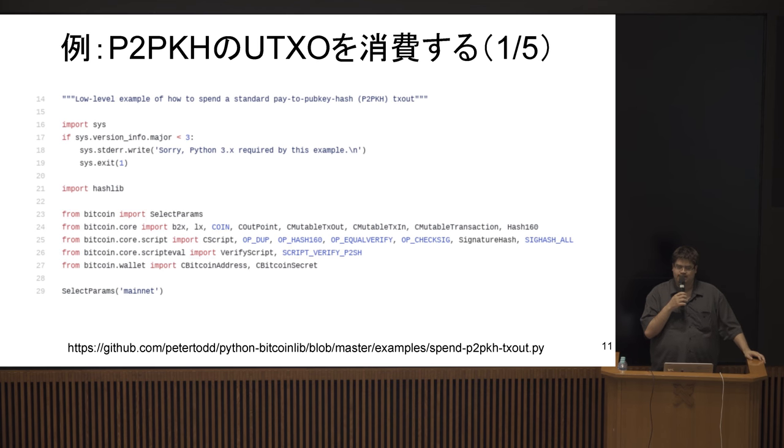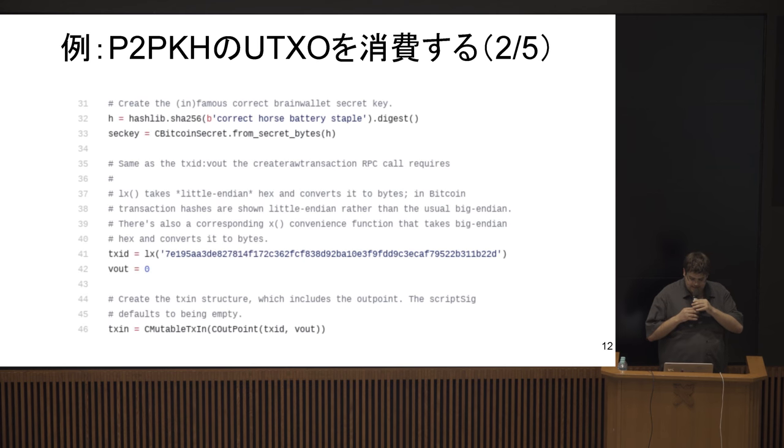This page of code is just setting it up and importing all the required functions, libraries and tools. Line 25 on the screen, if you can see it, is the longest line on the page. It's importing some of the script opcodes, OP_HASH160. This is pay to pub key hash, so there's a hash in there. There's a CHECKSIG because you want to check whether the signature matches. You need a signature hash because you want to sign the transaction, or sign the input rather. Next line, you have a verify script because you want to actually check that this is working. Also, select params mainnet, because you want to use mainnet, not testnet, because that's where you were paid. Next slide.